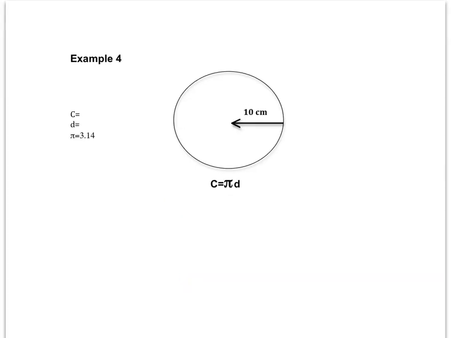So this is our last example, and I would also like you to work on this on your own. So for this example, we have a radius of 10 centimeters, and we are looking for the circumference in diameter. So please pause the screen and work through this example.